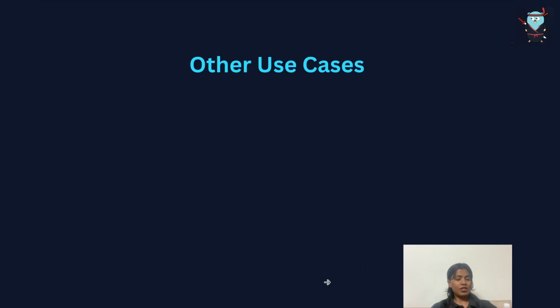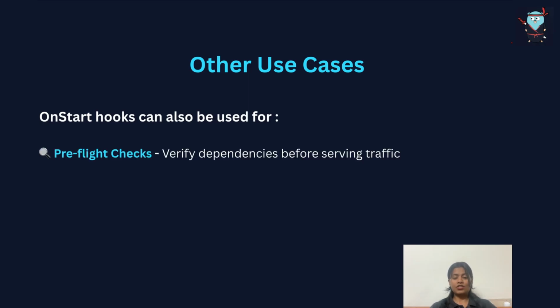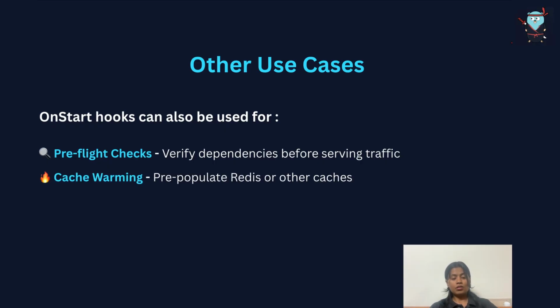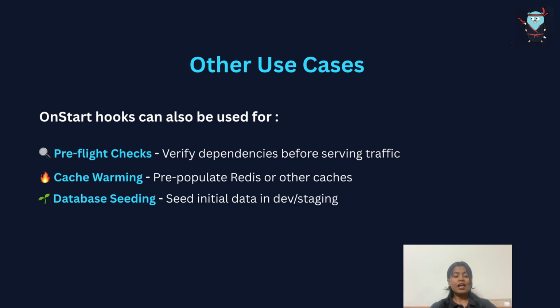Now this was one use case, that is having an in-memory cache, but there are also other use cases for which these hooks can be used in your application. A few of them are below. Pre-flight checks, where you can verify the dependencies, the downstream services, before you start serving traffic. You can also use it for cache warming, that is pre-populating Redis or other caches. Database seeding, where you want to seed initial data in your dev or staging environments.